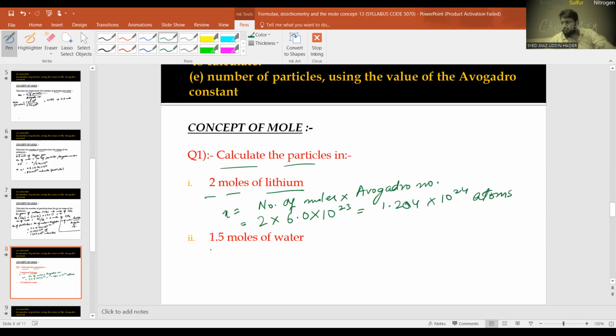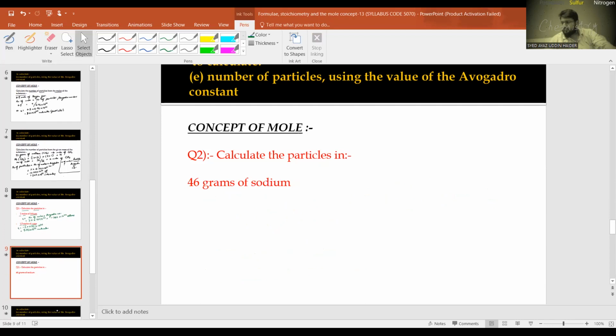1.5 moles of water. Again, number of moles will be multiplied by the Avogadro number. So we'll multiply 1.5 by the Avogadro number, that is 6.02 into 10 raised to the power 23. We get 9.03 into 10 raised to the power 23 molecules of water. You know the formula of water is H2O. It means it contains molecules of water.